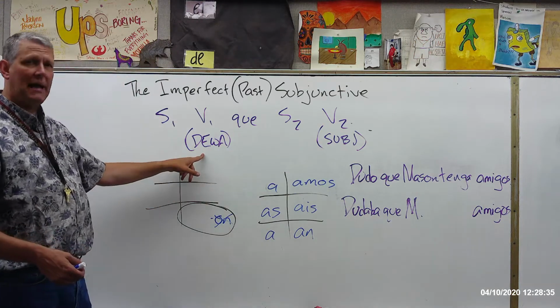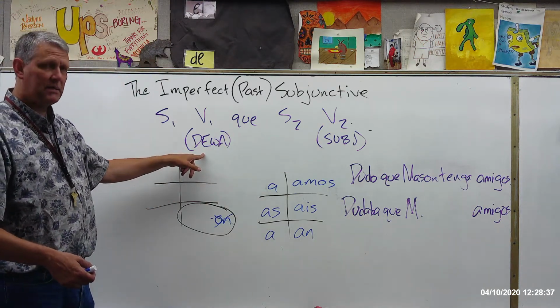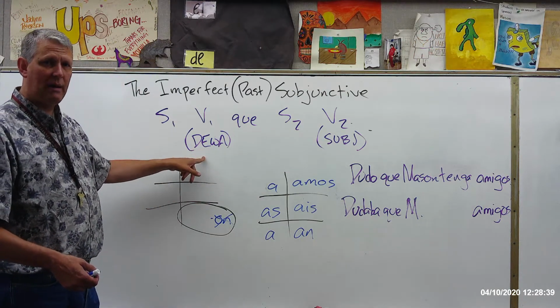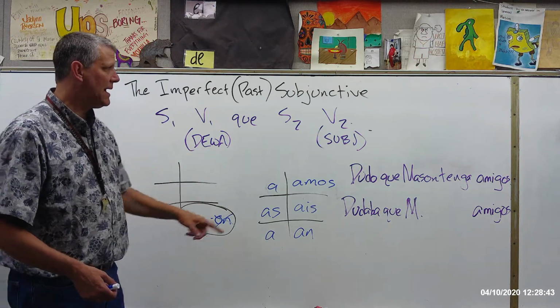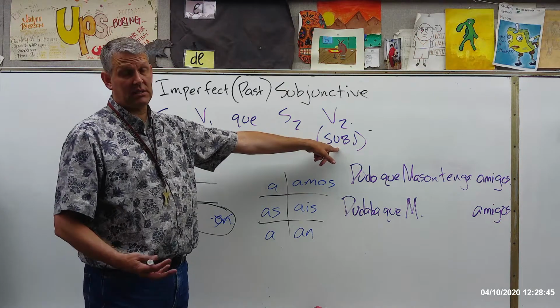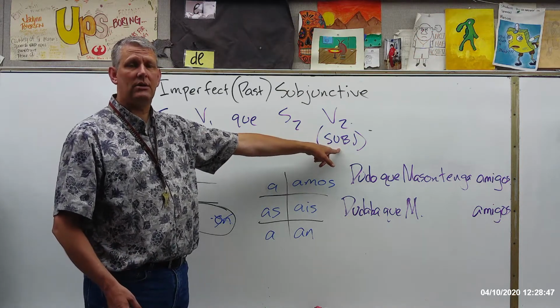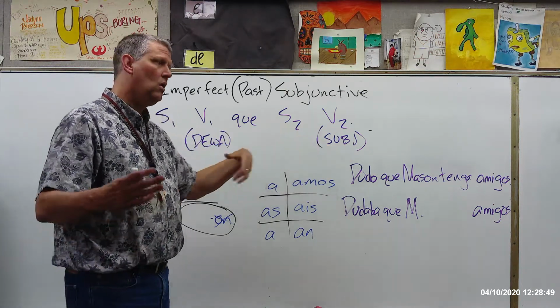This verb is in the past. Dudaba, it's not present anymore. It's not dudo, it's dudaba. So this verb changes everything. Now we're talking about everything in the past. So this verb has to go, it's still in the subjunctive, but it has to go into the past subjunctive. So, how do we do that?